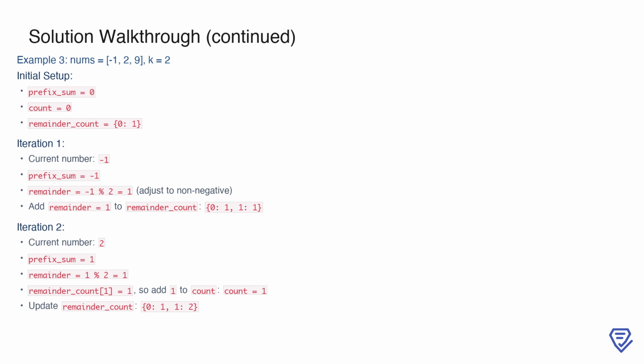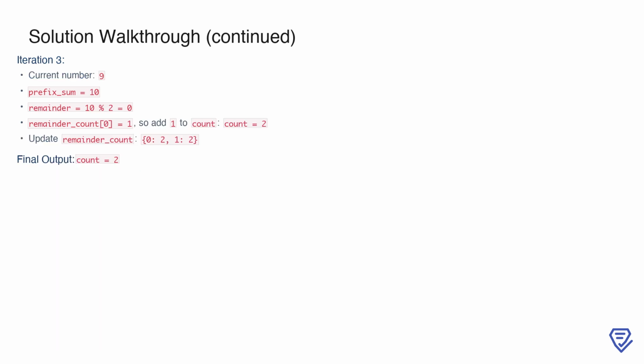For the second number, 2, prefix_sum updates to 1. The remainder when 1 is divided by 2 is 1, and remainder_count shows that this remainder has occurred once before. This means there is one subarray ending here with a sum divisible by 2. Adding 1 to count makes it 1, and we update remainder_count to {0: 1, 1: 2}.